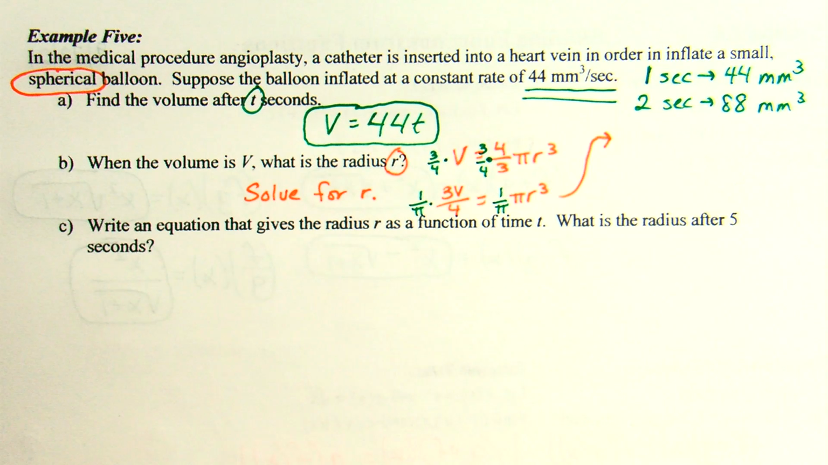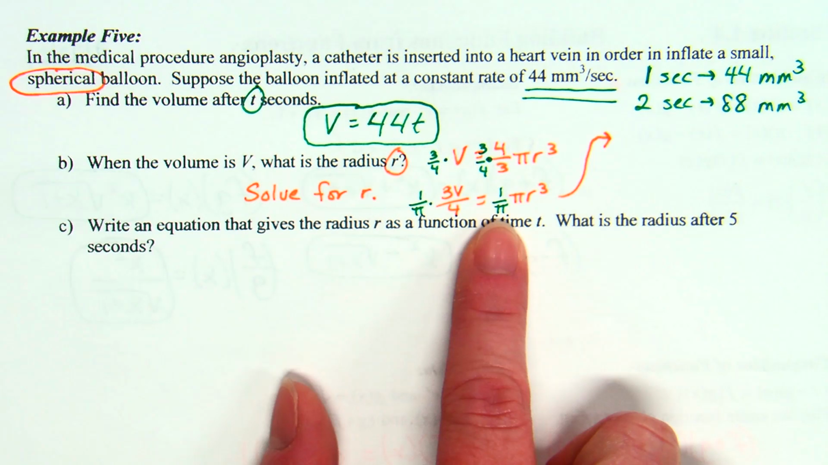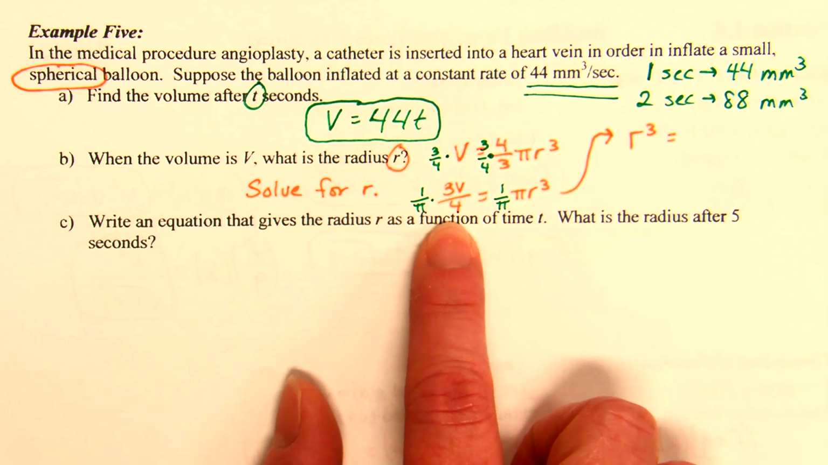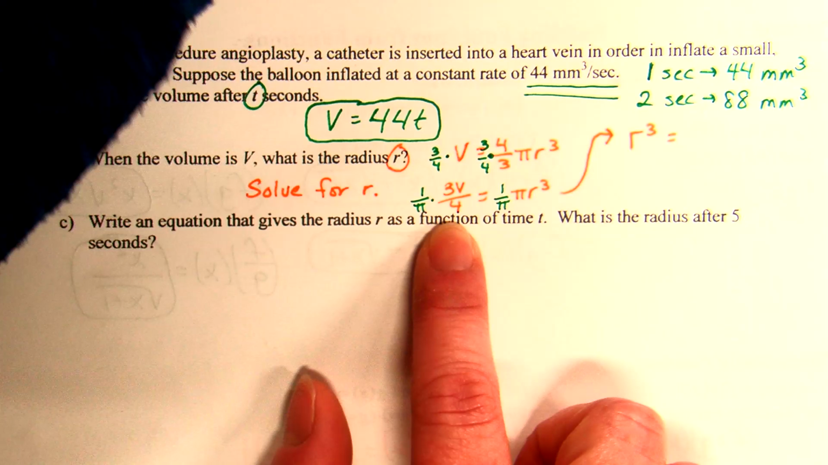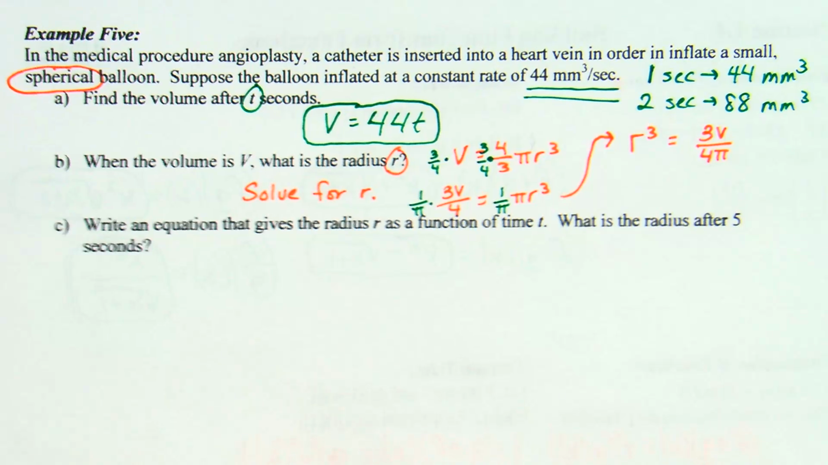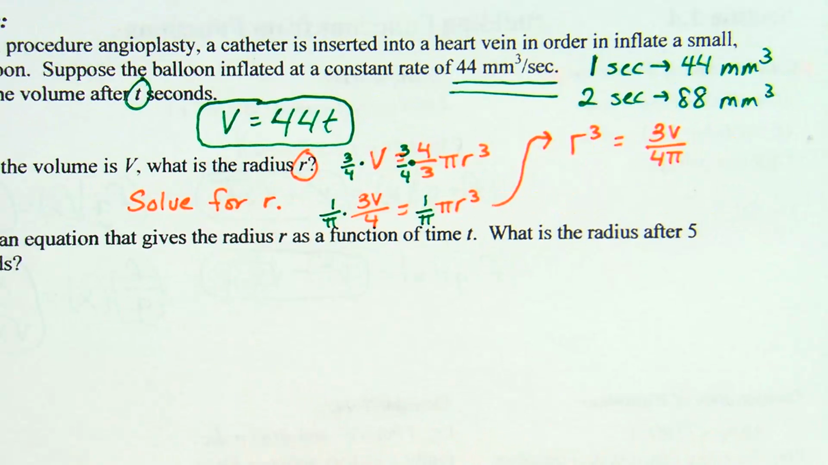Now, what happens here with 1 over pi times pi? The pi's cancel, right? So we're left, and I'm going to flip this as I go, with r cubed equals 1 over pi times 3V over 4. Put that together as one fraction, and we have this lovely value of 3V over 4 pi. Okay, we're almost there. How do I solve this for r?